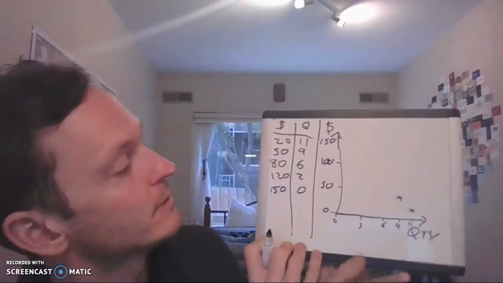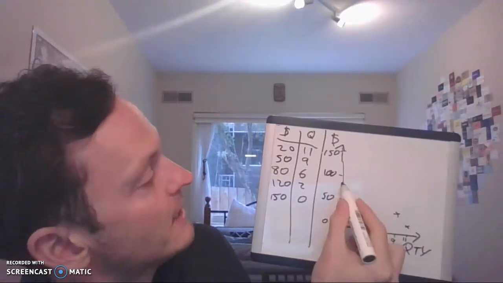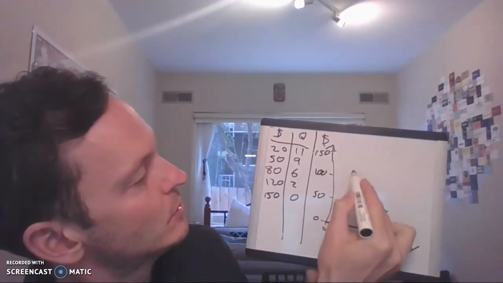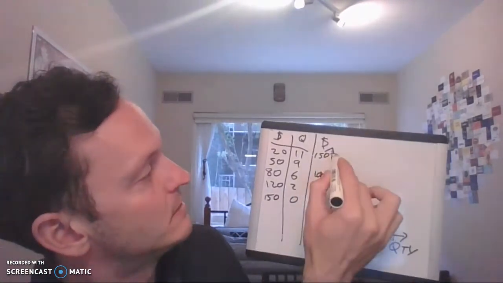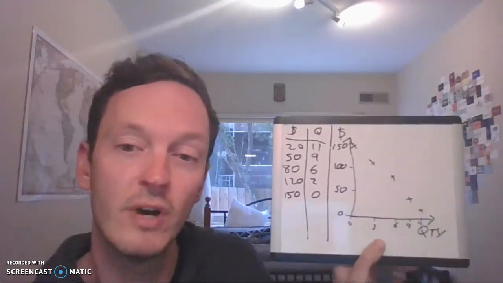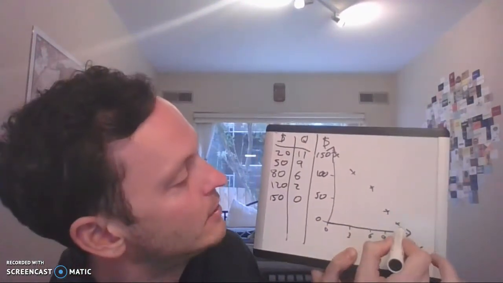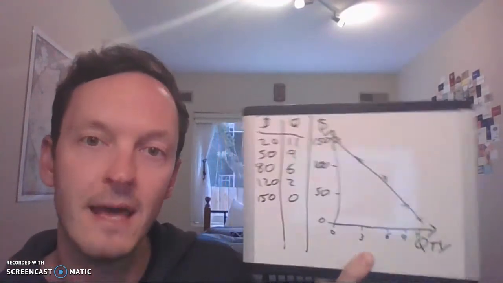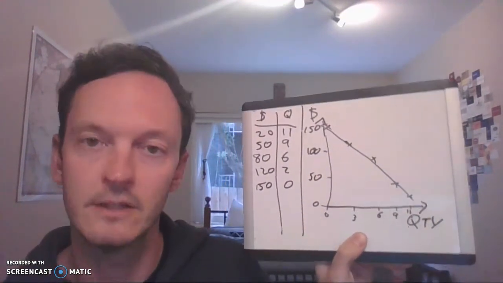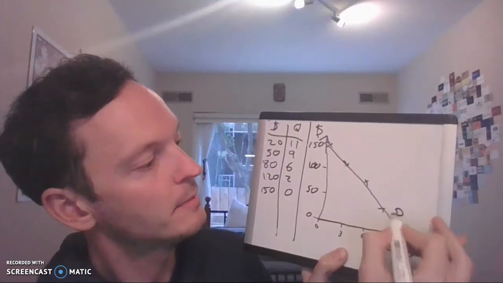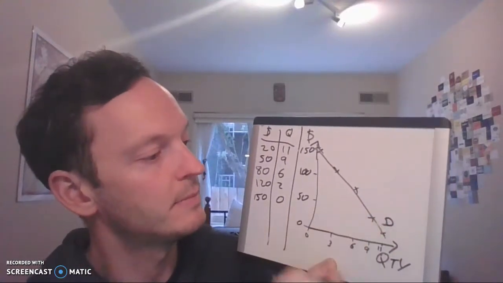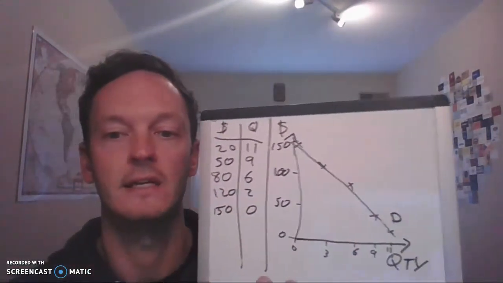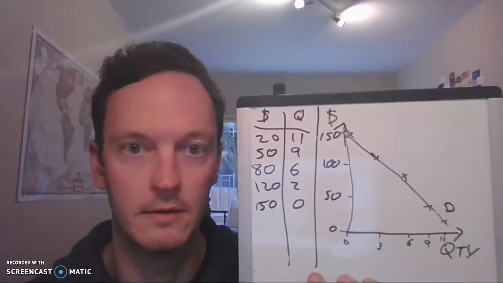All right, so this is what the rest of these look like. So you go up to 80 and across to 6. Bang, up to 120, across to 2, bang, 150, 0, bang. And so you should have a relatively straight line here, and then you just draw a line that goes through most of them. That, my friends, is a demand line. And you're going to put a D next to it to signify that is the demand line.